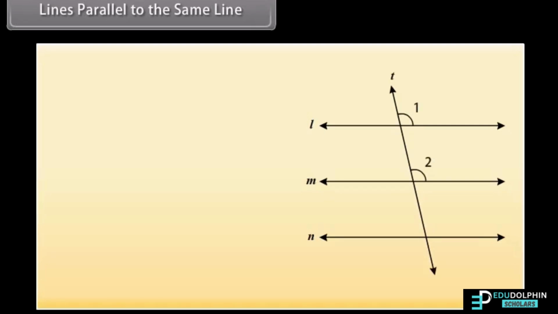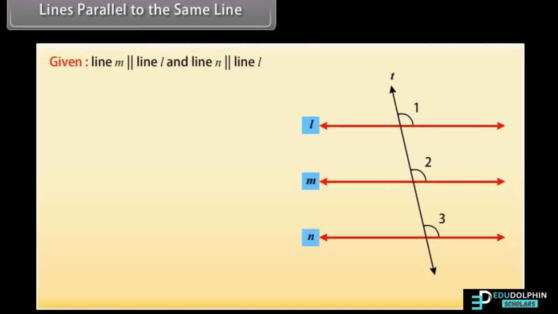Lines parallel to the same line. Let us now check that if two lines are parallel to the same line, then they will be parallel to each other. Look at this figure. Here line M is parallel to line L and line N is parallel to line L. Let us draw the line T as a transversal for lines L, M and N. It is given that line M is parallel to line L and line N is parallel to line L.